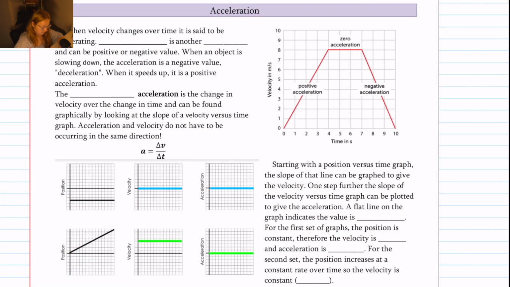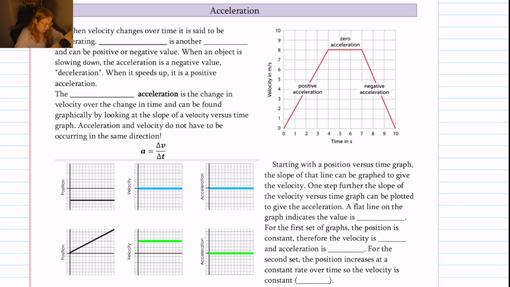All right, welcome back, guys. We're going to finish our kinematics 1D notes with acceleration. So that's the last thing we need to talk about. In the last video, we talked about position versus time and velocity versus time. But now we need to talk about acceleration, which is kind of the last dimension of motion.